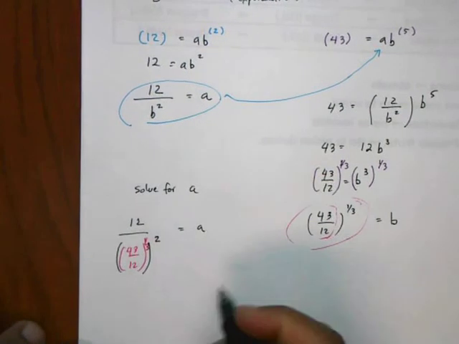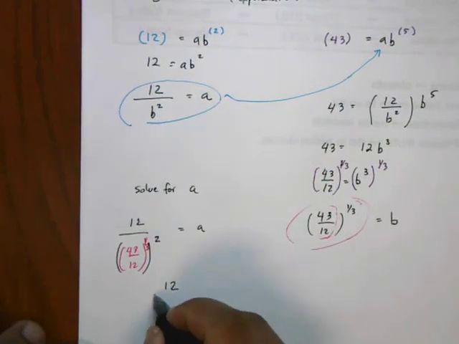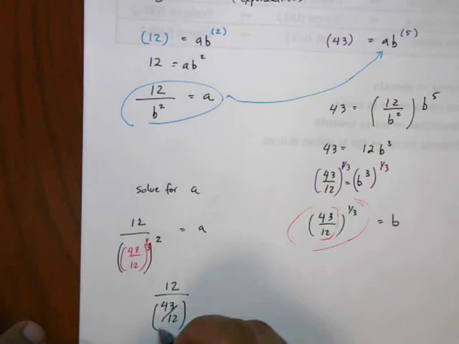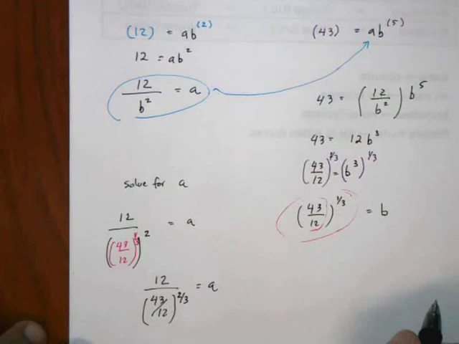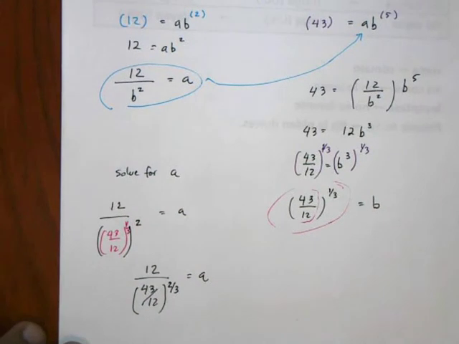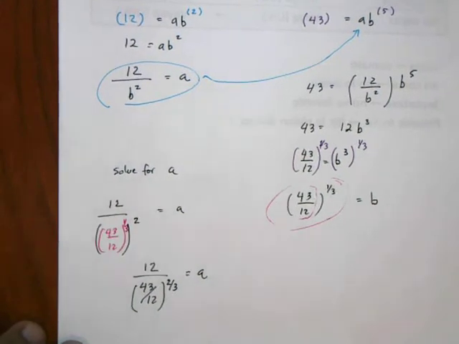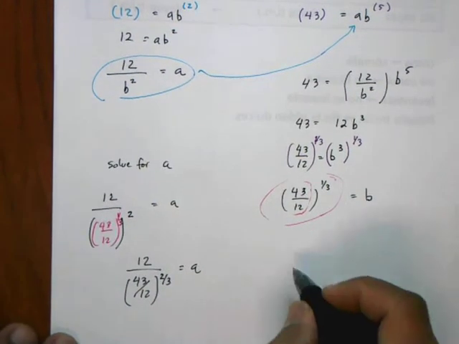And simplify things here. 12 over (43 over 12) to the 1/3 squared, to the 2/3, is equal to a. And you can certainly see here that this is not an easy or a nice function to deal with, but this is how reality is.